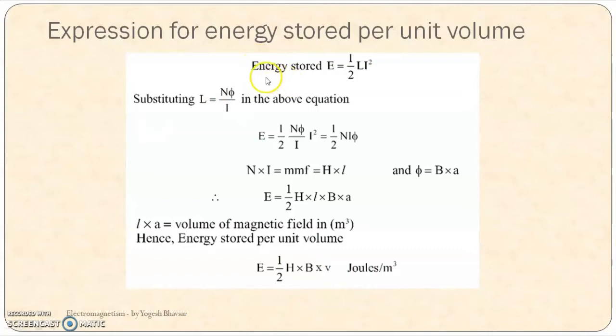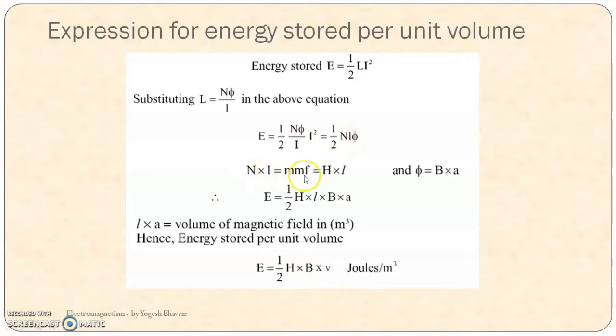As we know, energy stored E is equal to half Li square. Substituting L is equal to N phi by I, the basic definition of self-inductance, in the above equation. So we'll get E is equal to half N phi by I into I square. I square, I will get cancelled, one I will get cancelled. So that is equal to half N I phi.